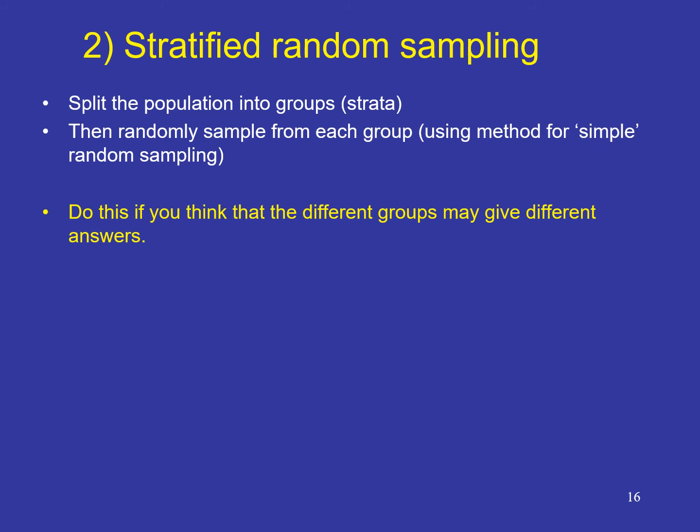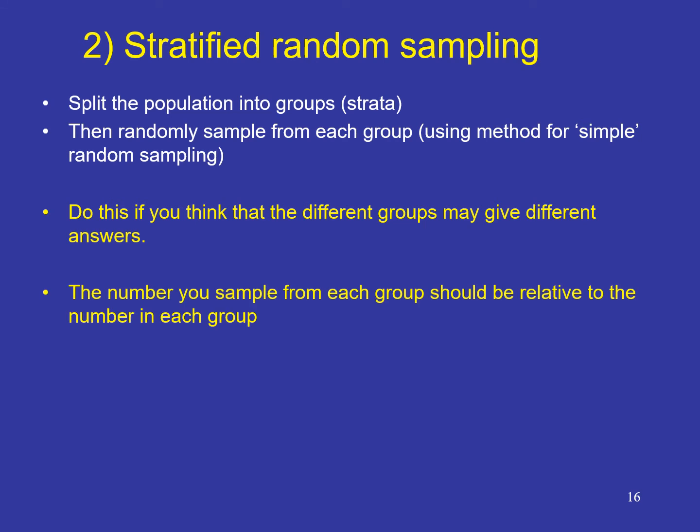Now, why would we do this? Well, we tend to do this if we think that the different groups may give different answers. Let's say, for example, you think that males and females might give different answers, then you may want to split the population into males and females.